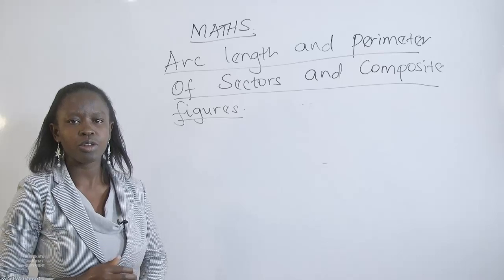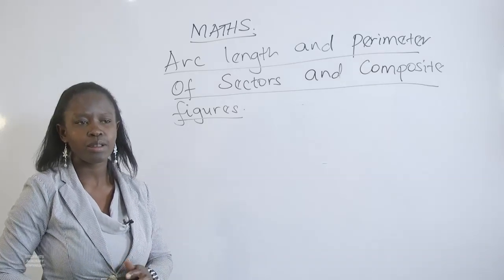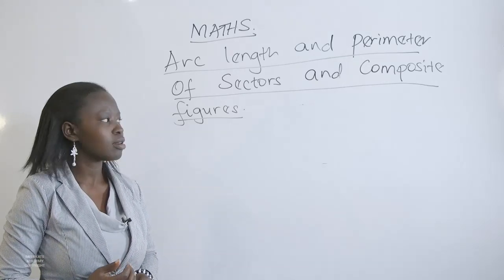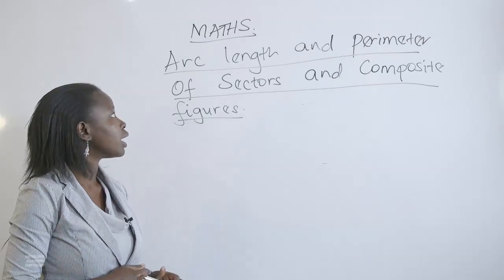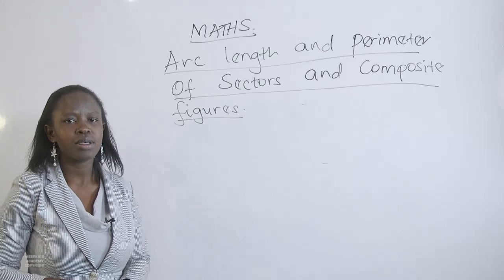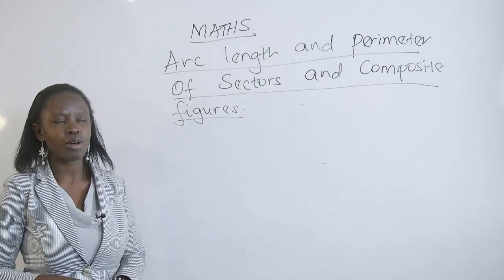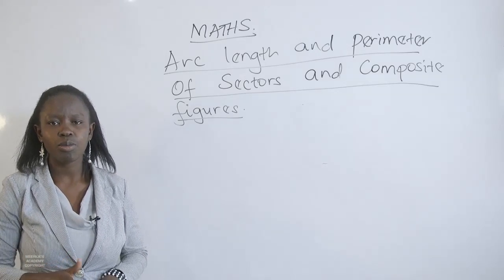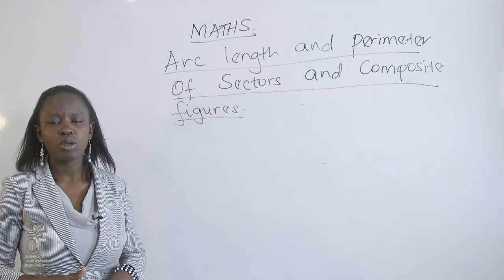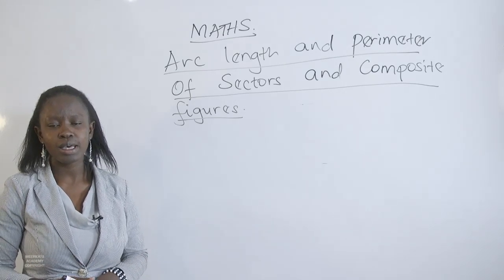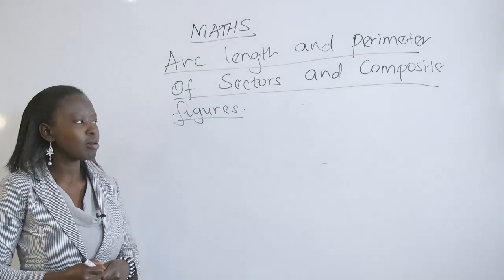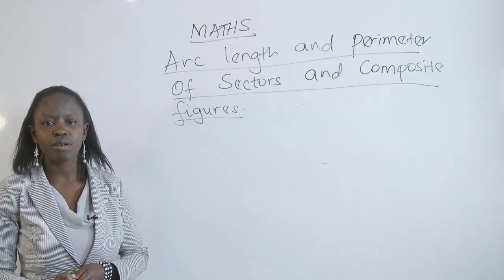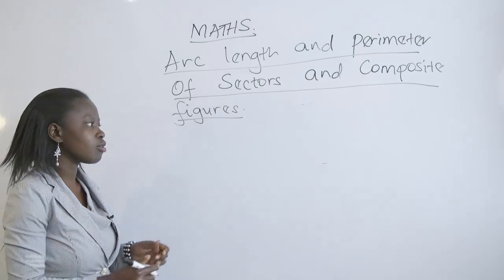Previously we introduced pi and circumference, and we just want to move ahead by looking at the arc length and the perimeter of sectors and composite figures. So when we are talking about an arc, when we were looking at the circumference of a circle, we simply said that an arc is part of the circumference of a circle.